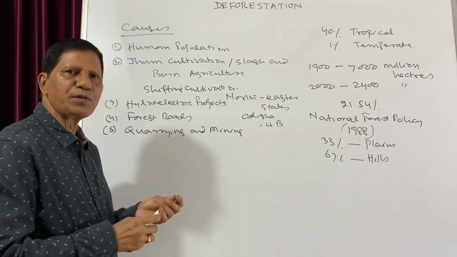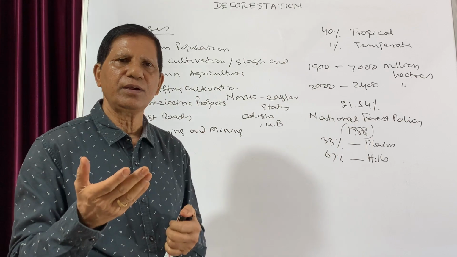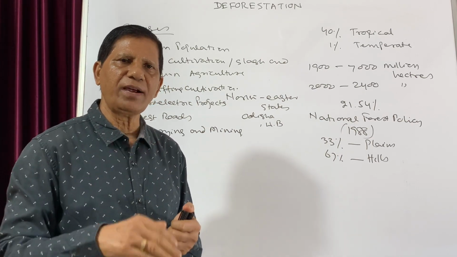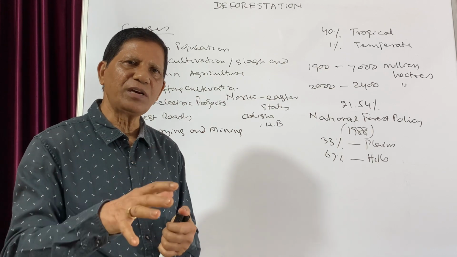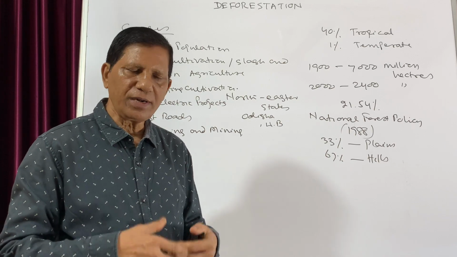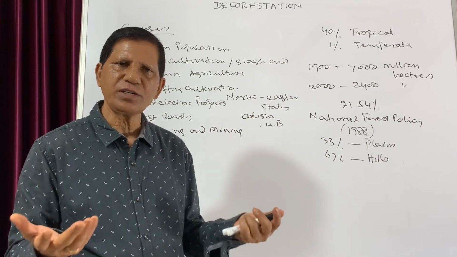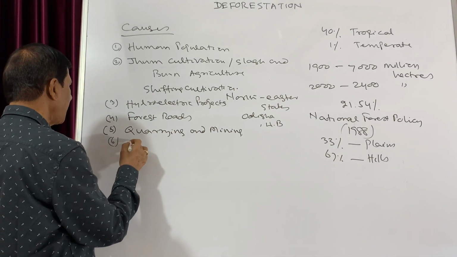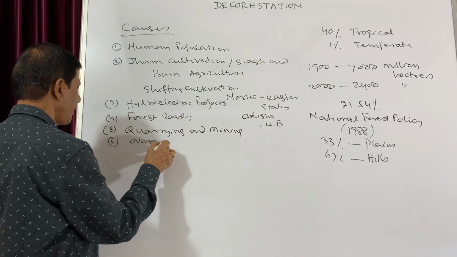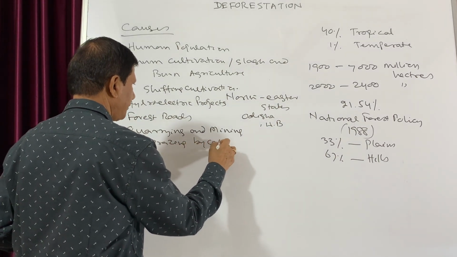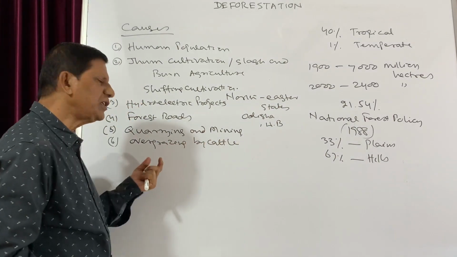Usually different types of mines like the iron ores, the chromites, bauxites, they are usually present in different hills. So while quarrying and mining, the forest is lost. Then another point is overgrazing by cattle. So this is also very common.